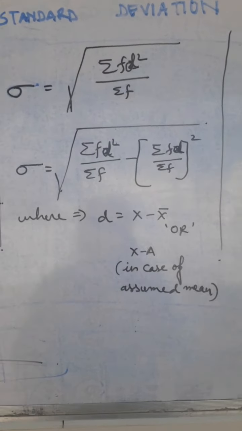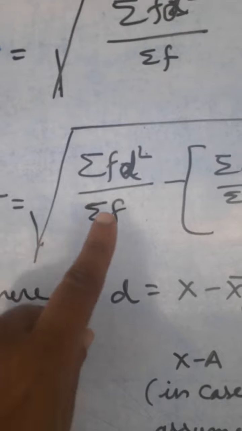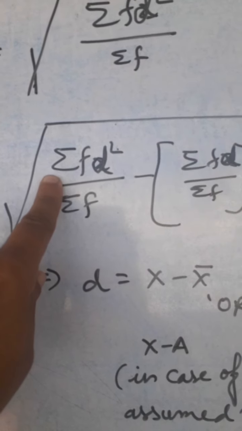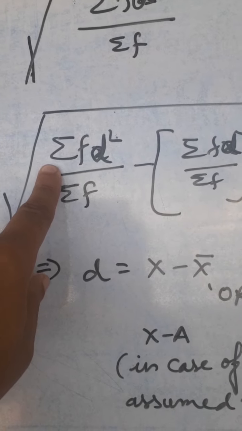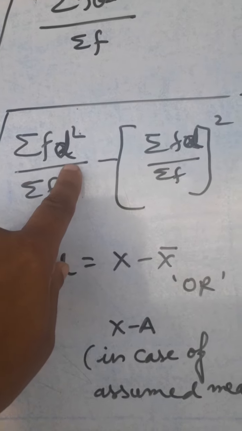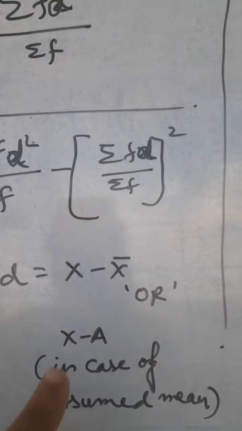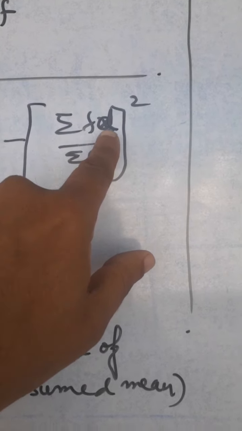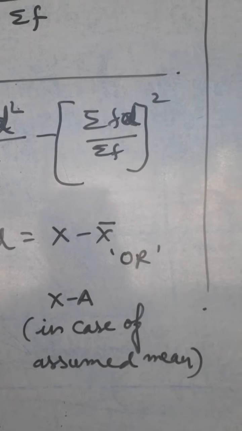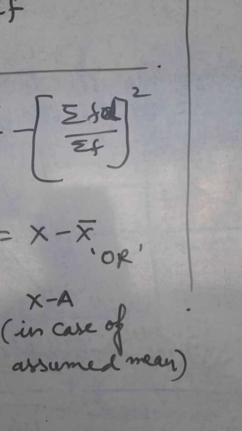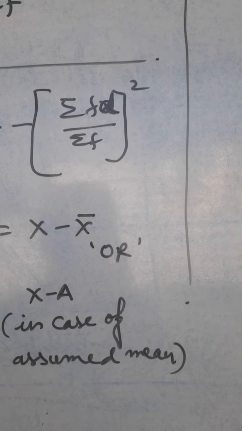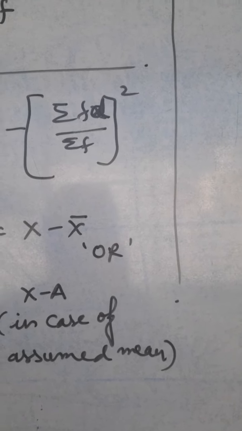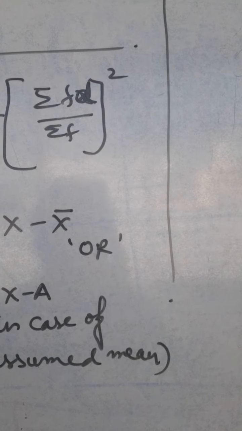Now remember that here summation fd square means it is a summation of the product of f and d square. And here summation fd is the product of f and d. Following the BODMAS rule, first we will calculate summation fd upon f, and then whatever answer comes, we will take the square of that answer.